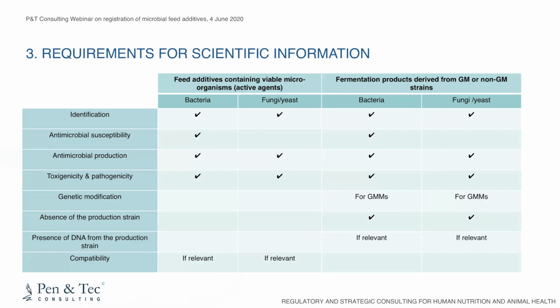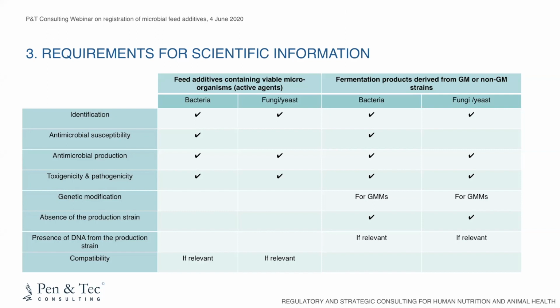A summary of the requirements for the characterization of feed additives containing viable microorganisms is shown on the left of this table. And a summary of the requirements for the feed additives produced by microorganisms are shown on the right. You can see also that the requirements vary depending on whether the microorganism of interest is a bacteria, a yeast, or fungi. And for production strains, the criteria also varies depending on whether the strains are genetically modified or not.